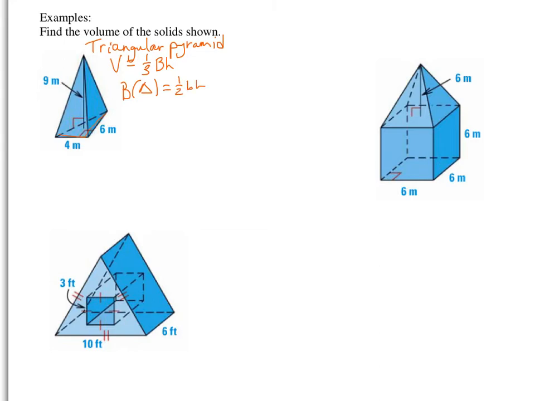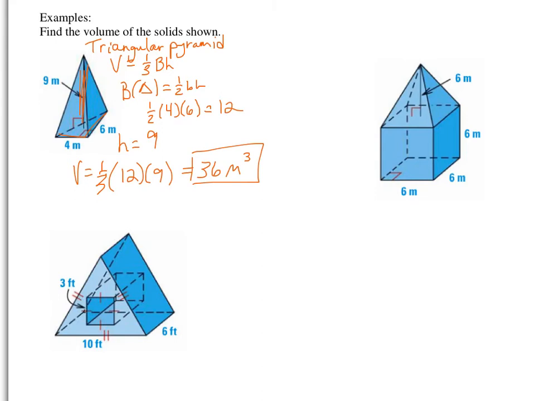So like that other one we saw, it's 4 times 6. So 1/2, 4 times 6. And that will give me, let's see, a 12 for my capital B. The H then is the height of the pyramid, and that is my 9. So then we just need to multiply all those numbers together. So 12 times 9, and then multiply by 1/3, or really you're dividing it by 3. So you get 36 meters cubed.